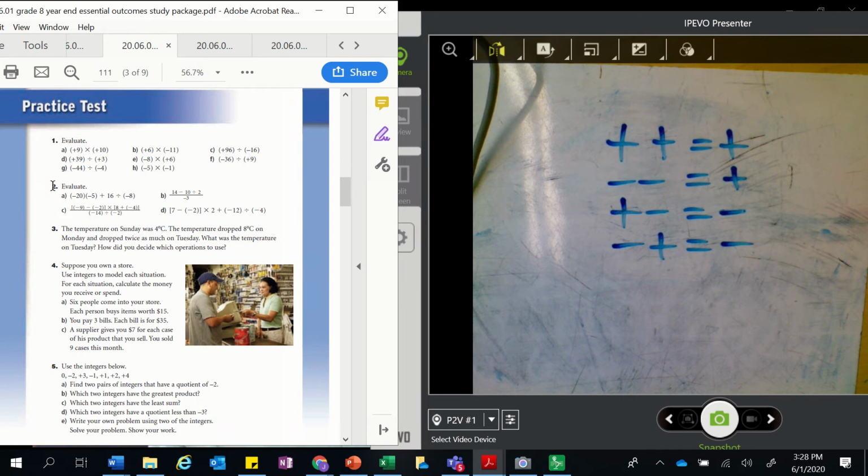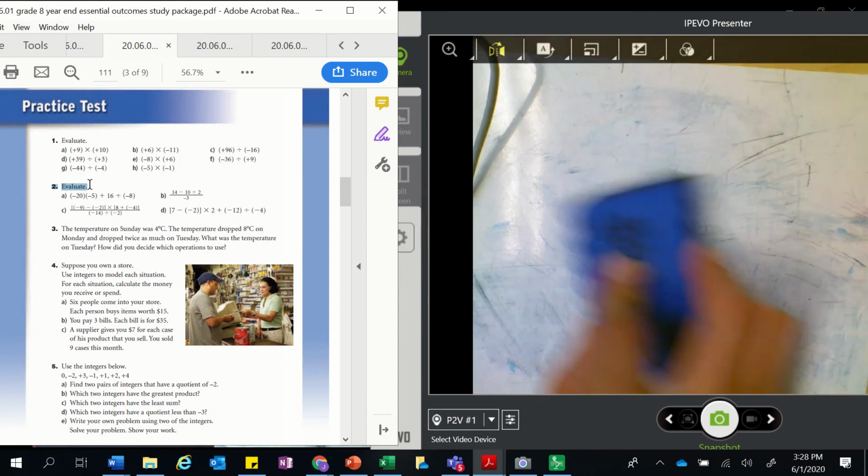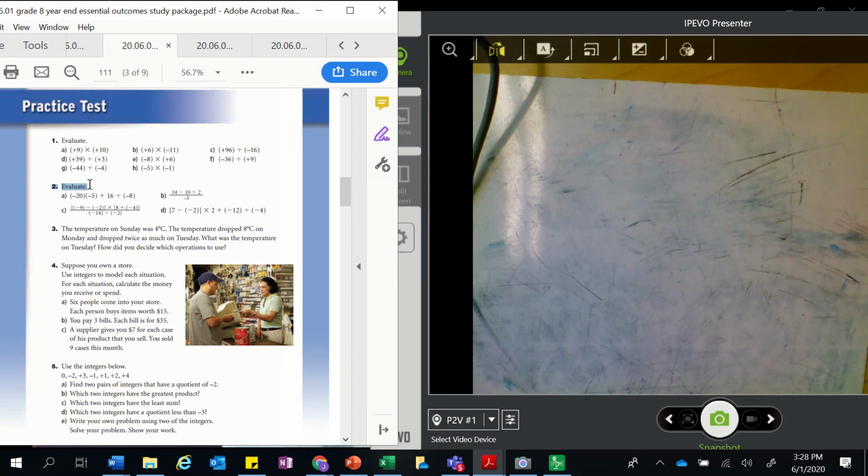But let's look at number 2. Number 2 sends us a bit of a curveball. All right. There's a whole bunch of symbols here. What the heck is that all about? It's order of operations, ladies and gentlemen. You can't forget order of operations.